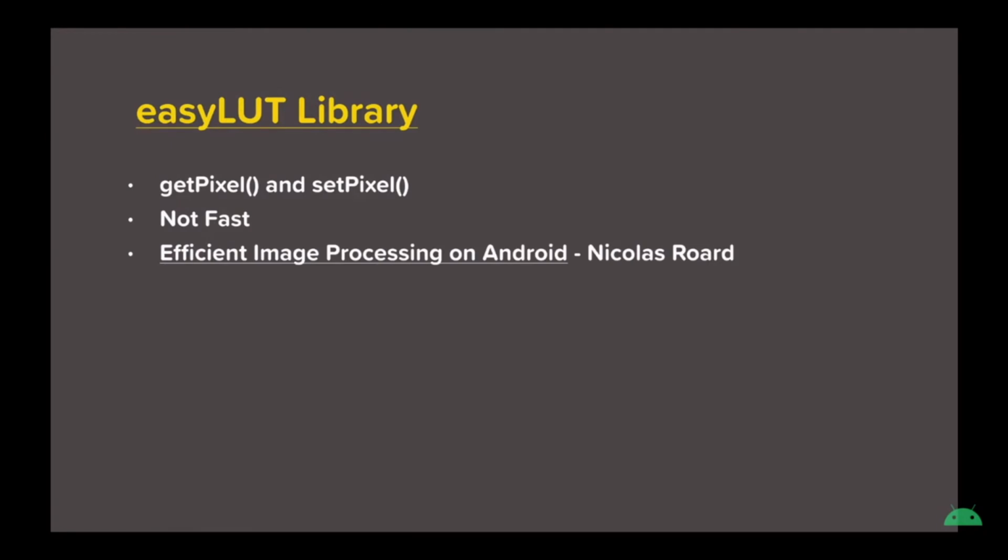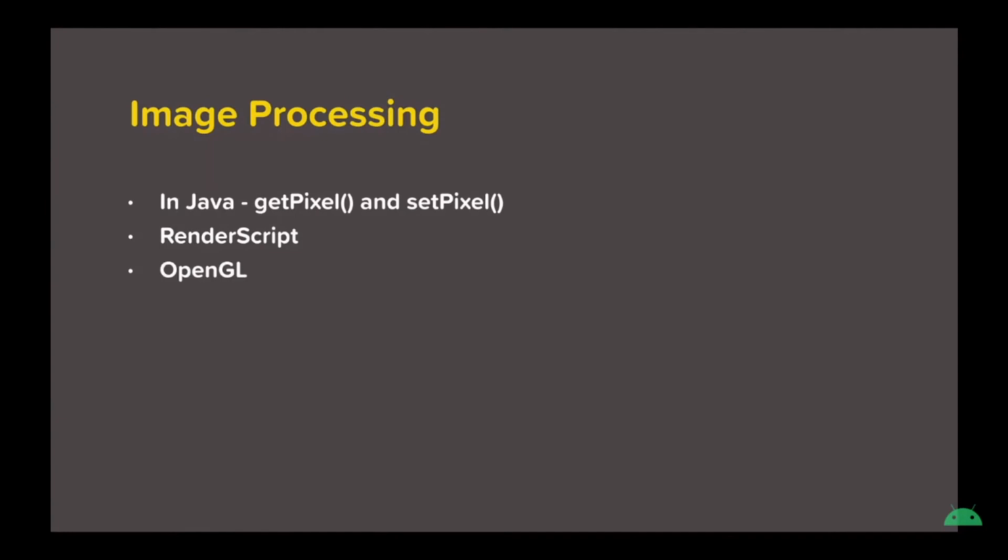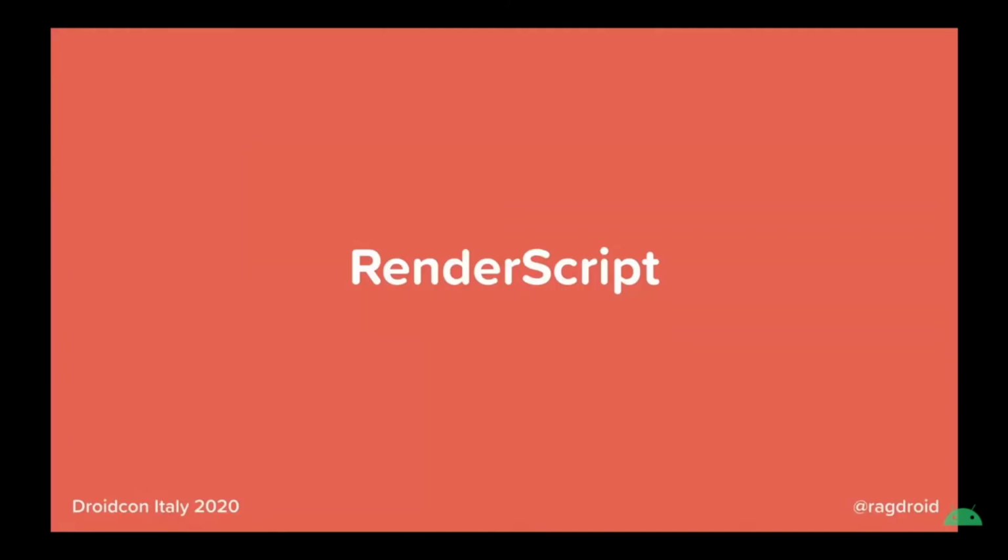So if you want to know more about various image processing techniques, and if you do not want to make the same mistake that I did, you should probably watch these talks beforehand, which I didn't do. And there's another talk from my colleague Rebecca. The gist of these talks is that we have different image processing techniques. In Java, getPixel setPixel is probably not the right thing to do. We have something else called Renderscript, which, instead of working on CPU, can work in parallel and can utilize our GPU if available. And then we have OpenGL, which is even faster than Renderscript. If you're interested in more details, please check out those talks.